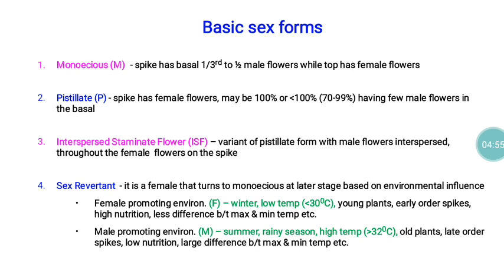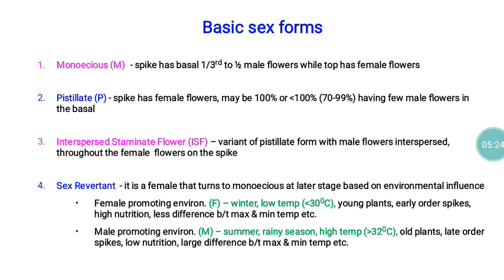Another kind is the pistillate nature. In the case of a pistillate spike, the entire area is covered by female flowers alone. 70 to 99% of the area is occupied by female flowers. Only a very small number of male flowers occur, and that too at the base. If these things are there, that is a pistillate type. The third category is interspaced staminate flowers, in short called ISF.